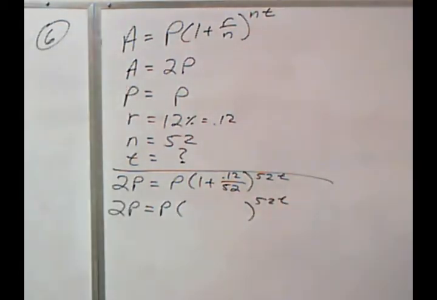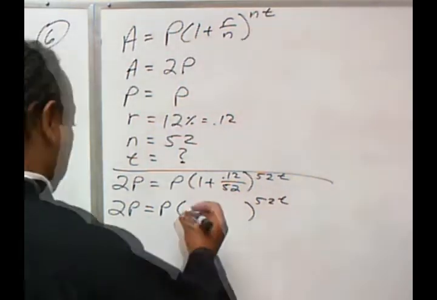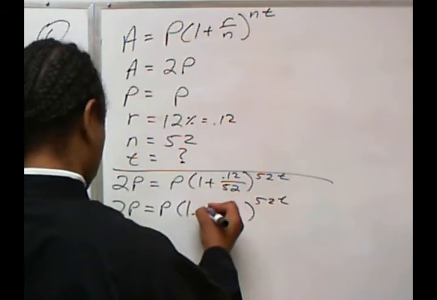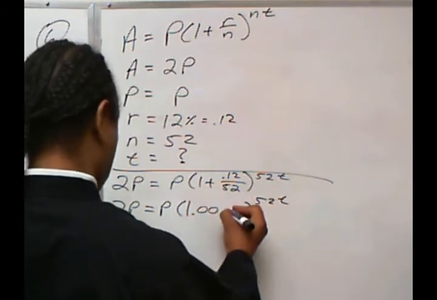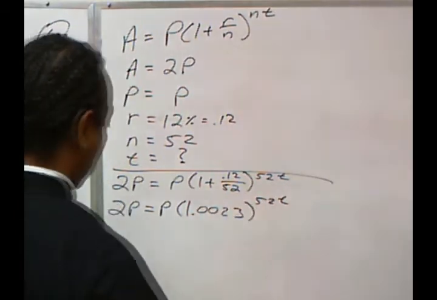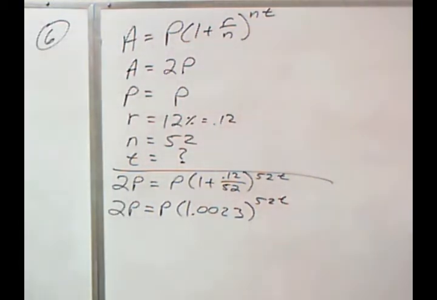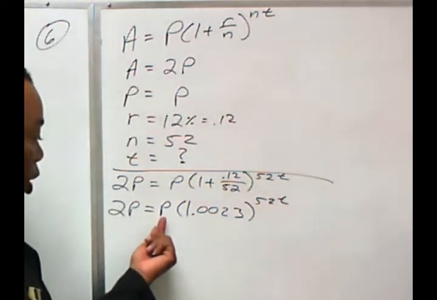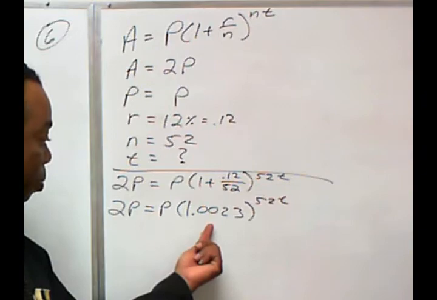So this will be 1 plus 0.12 divided by 52. Okay, got a lot of decimals here. 1.0023. Okay, that's good.